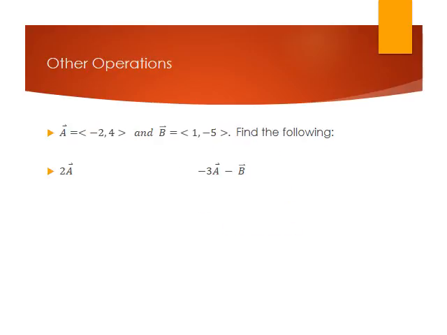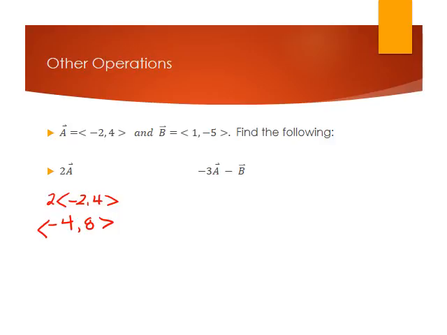We can also do other operations. We call this scalar multiplication. So basically 2 times vector A, <-2, 4>. So that's going to be <-4, 8>. All I've done was multiply 2 to each coordinate of my vector.